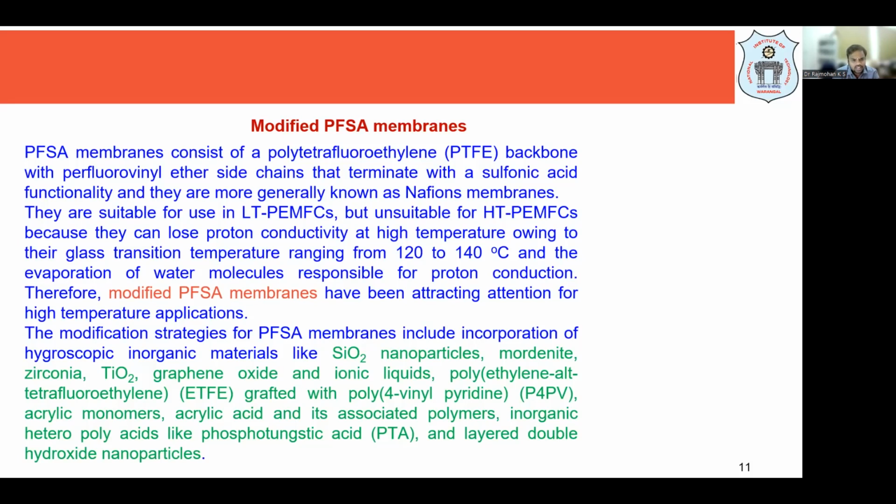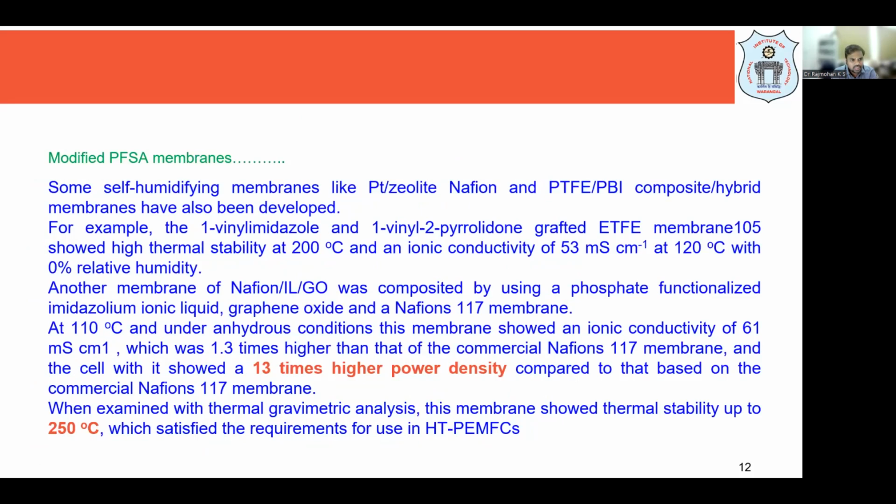What modification can be done in this PFSA membrane? It can be done by incorporating hygroscopic inorganic materials like SiO2 nanoparticles, montmorillonite, zirconia, titanium dioxide, graphene oxide, and ionic liquids. Then you have poly ETFE, which can be grafted with poly-4-vinyl pyridine, P4VP, acrylic monomers, acrylic acid and its associated polymers, inorganic heteropolyacids like phosphotungstic acid, PTA, and layered double hydroxide nanoparticles. Any of them can be incorporated into the PFSA membrane, which is termed modified PFSA.